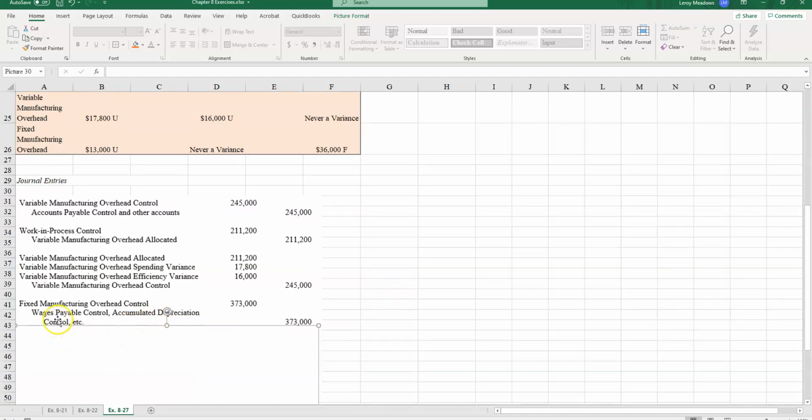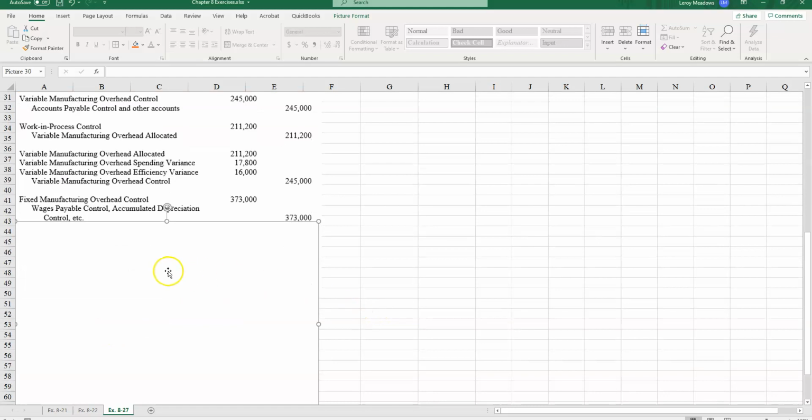And then I'm crediting wages payable control, accumulated depreciation control, etc. So now I've journalized the incurrence of those fixed manufacturing overhead costs. Now I have to journalize the allocation of those costs. And again, whenever I allocate overhead, I'm going to debit work in process control and credit fixed manufacturing overhead, same thing as we saw before.